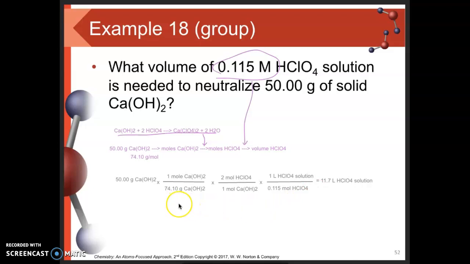So this is solution-based stoichiometry. In the next video, I'm going to show you what to do when you have a titration. That is, both of your reactants are liquids and solutions. How do you handle that situation?